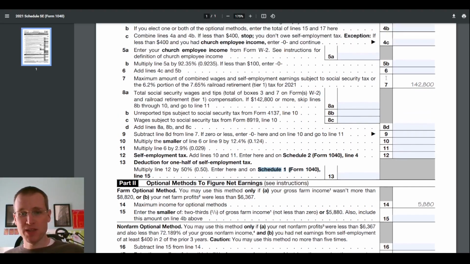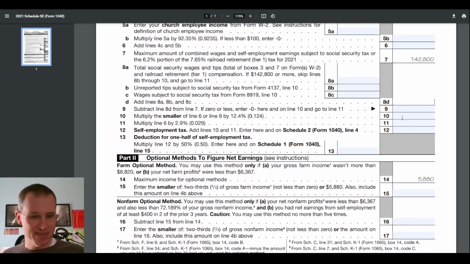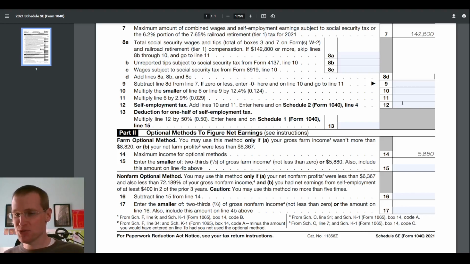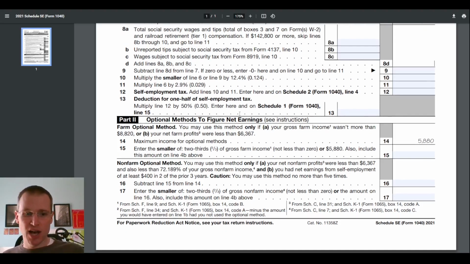The way these forms are always structured makes doing the math really easy because it'll just say things like add lines 8A, 8B, and 8C together, and you put the answer on 8D. So following this stuff is very easy. The math is very easy. It's all broken down to single steps, so you're not doing two or three operations on one line ever. These optional methods are probably not going to apply to you.